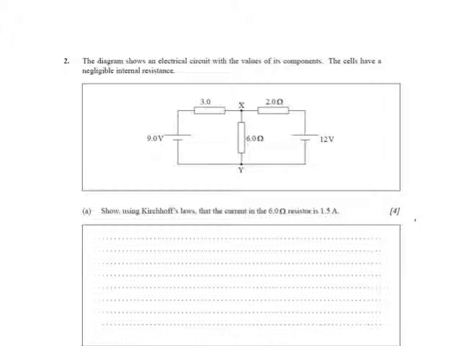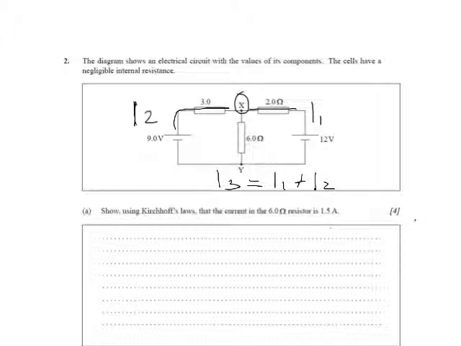Okay, so we're going to use Kirchhoff's law on this question, and Kirchhoff's laws state that first, the current going into a junction, let's take X, will equal the current leaving. So if we consider I1, the current flowing this way, should add to the current flowing this way. Therefore I3 is equal to I1 plus I2. But that's not the end of it.